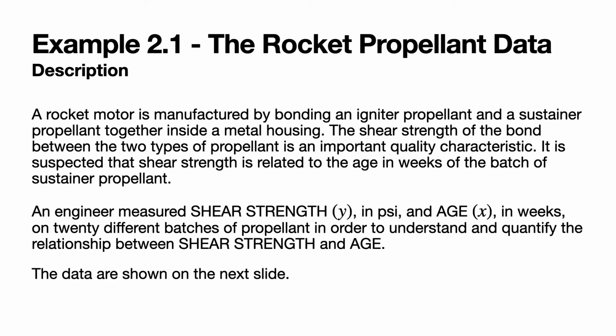And so here is a description of the situation. A rocket motor is manufactured by bonding an igniter propellant and a sustainer propellant together inside a metal housing. The shear strength of the bond between the two types of propellant is an important quality characteristic. It is suspected that shear strength is related to the age in weeks of the batch of sustainer propellant.